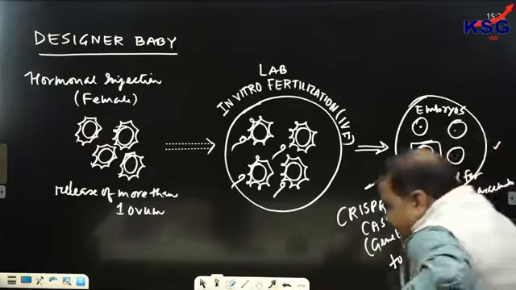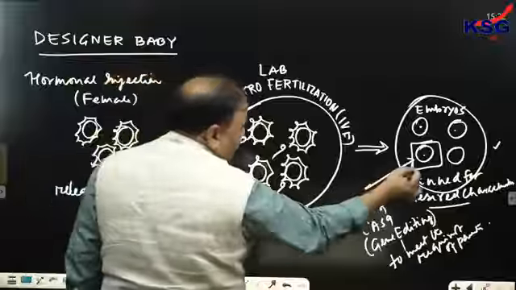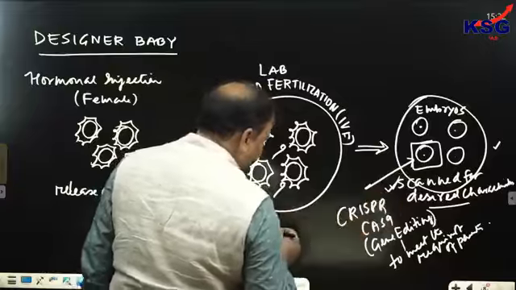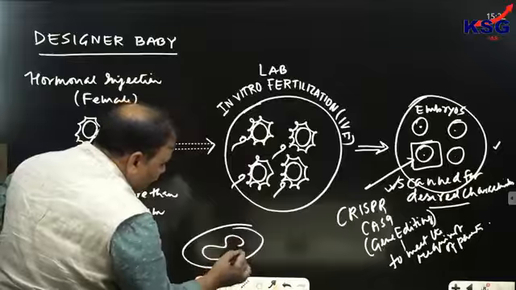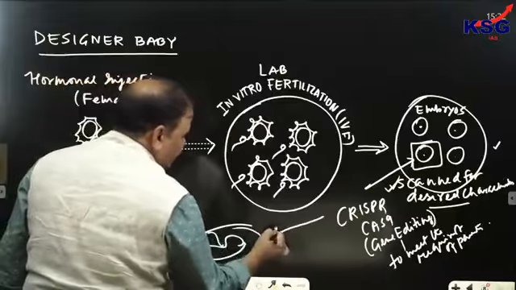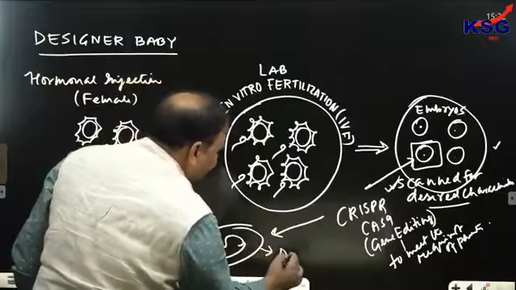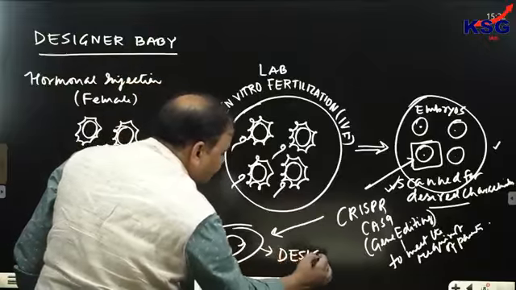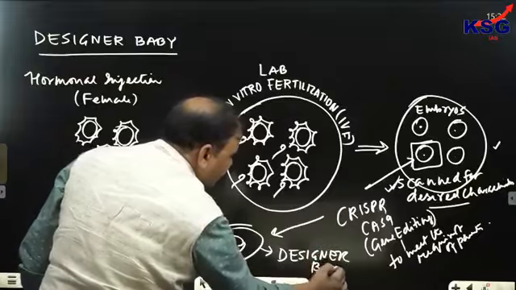Clear? Now, what would be done is that this would be selected. Now, this would be transferred to the womb of a surrogate mother. The baby that is born is designer baby. This is how designer baby is born.